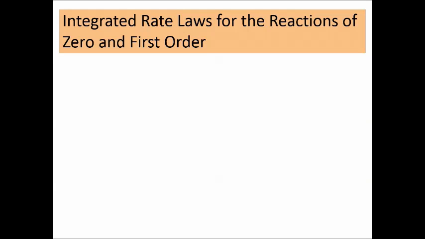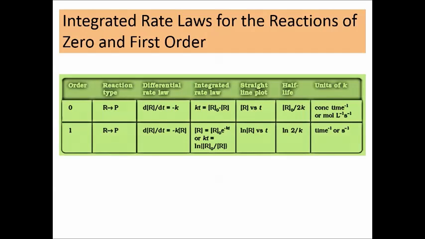Integrated rate laws for the reactions of zero and first order. We can just place them in a chart and see the difference. We can see here a table where it has order, reaction type, differential law, rate law, integrated rate law, straight line plot, half-life, and the unit of rate constant. For the zero order, the reaction type is just written R gives P.